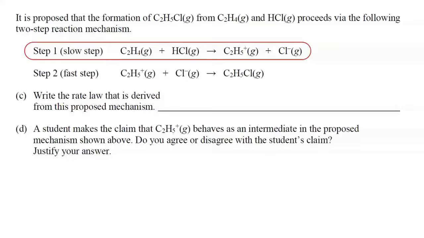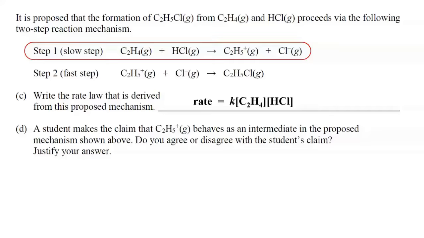All we have to do is focus on the reactants in step 1, and I see 1 molecule of C2H4 and 1 molecule of HCl featured as reactants. So therefore it's first order with respect to C2H4 and first order with respect to HCl. So here comes our rate law, which is rate equals k, the rate constant, times the concentration of C2H4 to the first power, times the concentration of HCl, also to the first power. And that's it. 1 molecule of each as reactants in the slow rate determining step. So it's first order with respect to each reactant.